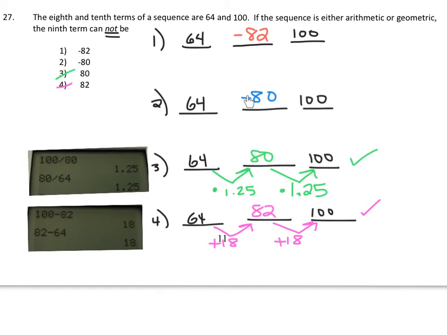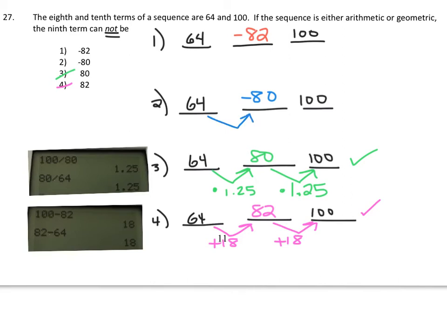If your number's going down, you're adding a negative. If the number's going up, you're adding a positive. So the only possibility would be geometric. Now, without having to do this in the calculator, you can if you want, but look at choice 3. The only difference between the numbers here is that this one in the middle is negative. So doesn't that mean that instead of multiplying by positive 1.25, we're multiplying by negative 1.25?